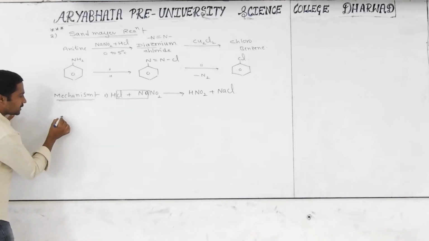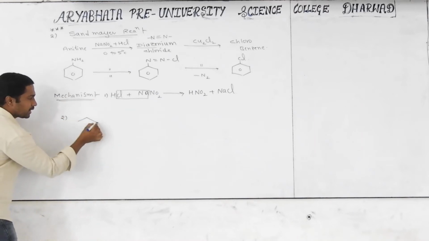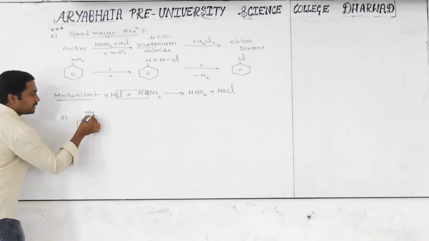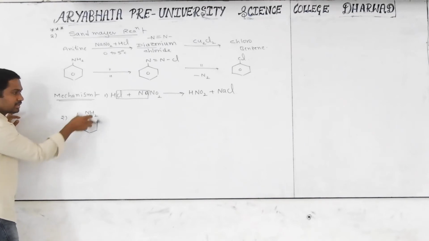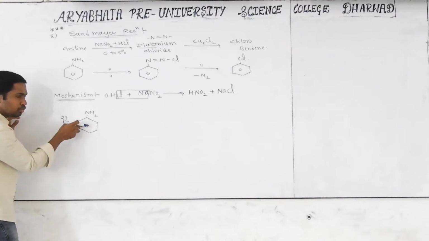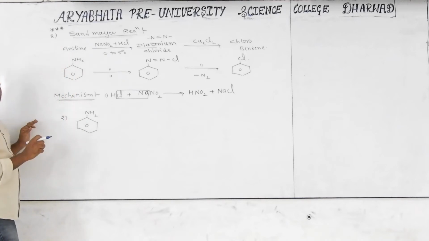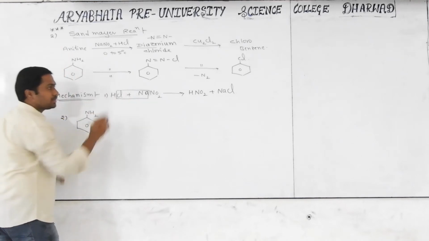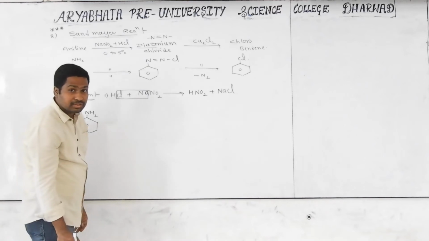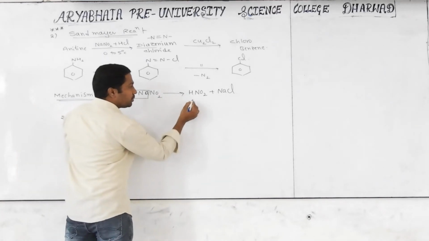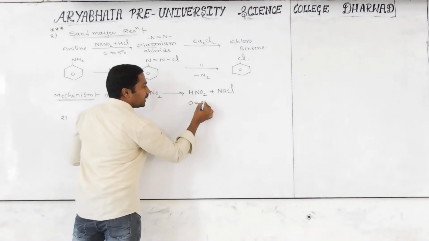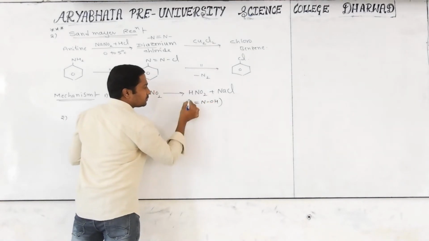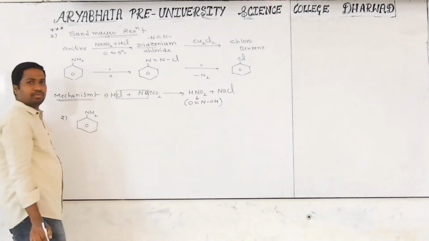What is the second step? The second step is reacting with aniline. Aniline means aminobenzene. In ammonia, one hydrogen atom is replaced with benzene. The resulting compound is called aminobenzene, commonly called aniline. It will react with HNO2. Do you know the structure of HNO2? Yes, it's like the sodium nitrite structure: O double bond N and OH. Structure of HNO2. Is it clear?